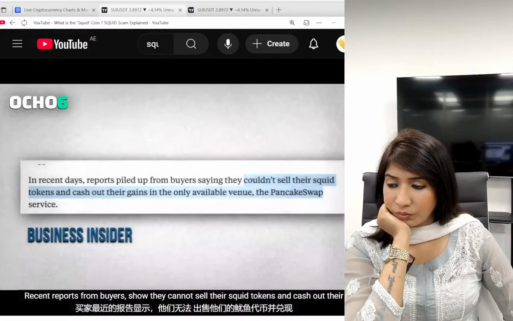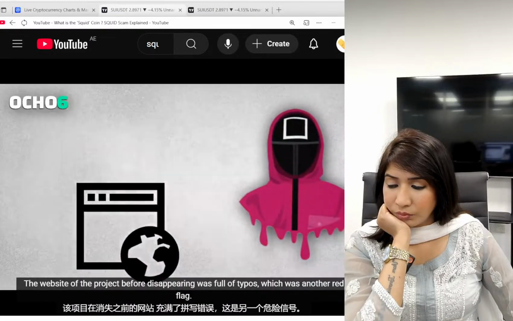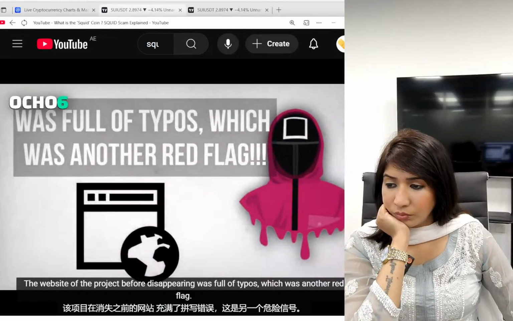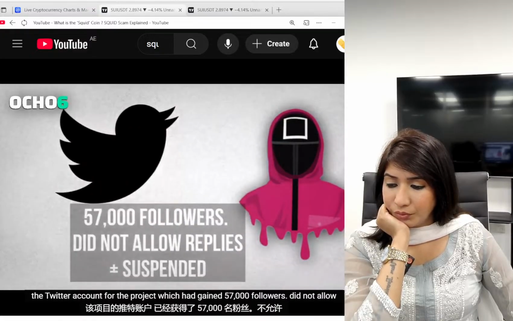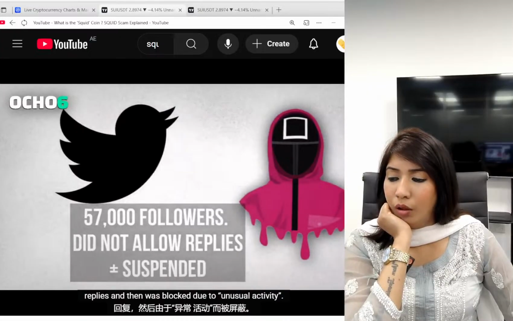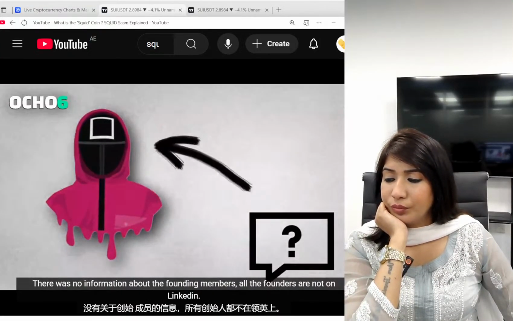Recent reports from buyers show they cannot sell their Squid tokens and cash out their gains in the only available venue, PancakeSwap. The website of the project before disappearing was full of typos, which was another red flag. The Twitter account for the project, which had gained 57,000 followers, did not allow replies and then was blocked due to unusual activity. There was no information about the founding members. All the founders are not on LinkedIn.